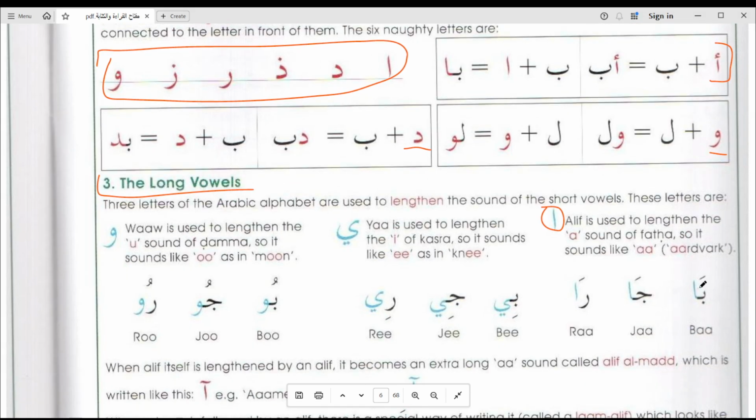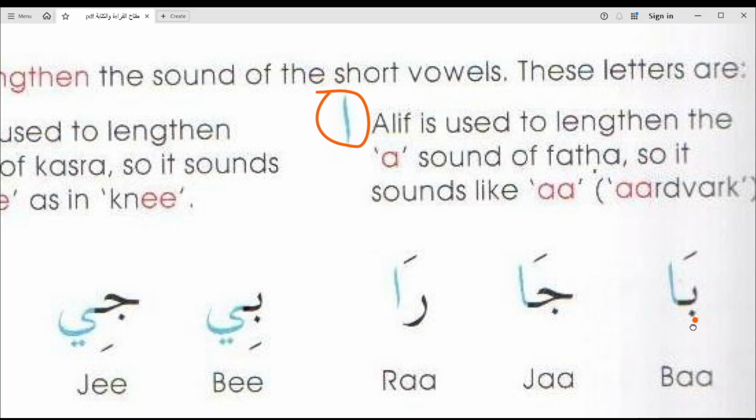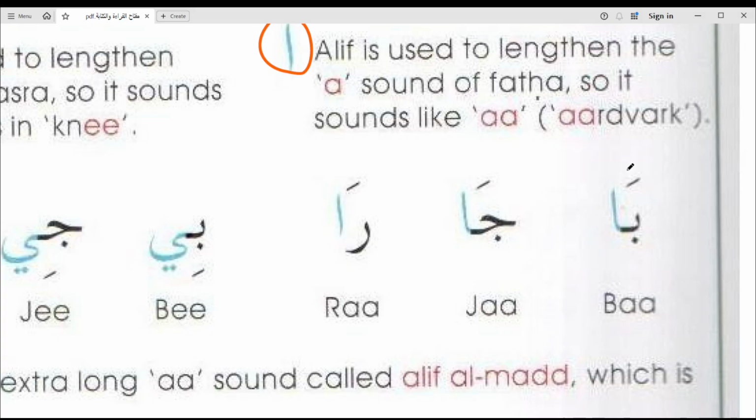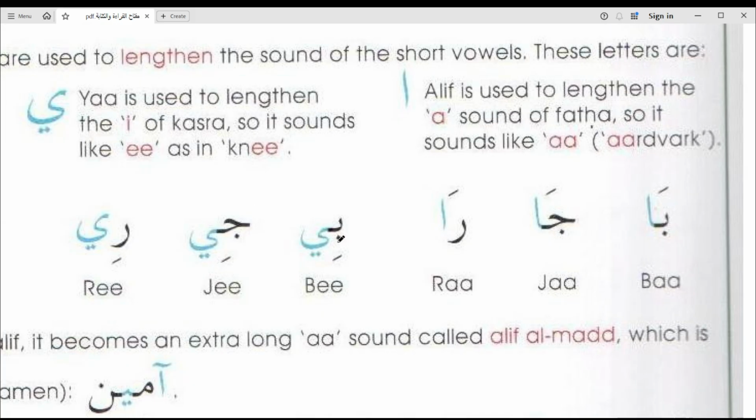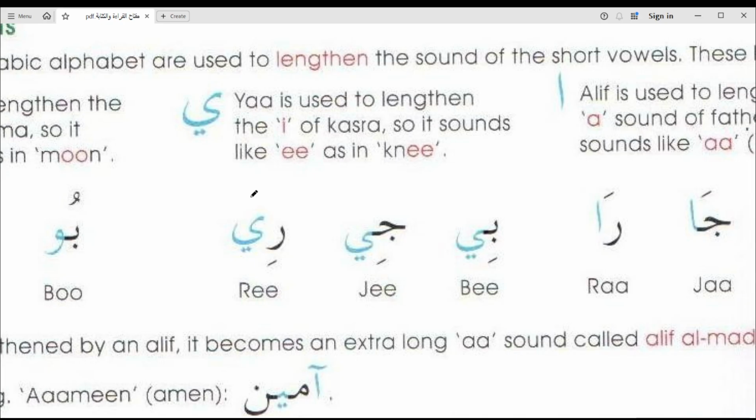For example, Ba and Fatha with Alif together is going to be Ba. Because Ba by itself only, it's going to be Ba. And here is going to be Ja. And here is going to be Ra. But when the Alif enters, all of this is going to be Ba, Ja, Ra. This rule is so important because it's going to save you a lot of time with the upcoming lessons. There's a system. If you understand that system, it's going to be so easy for you to understand how to read and how to apply it on words and sentences.